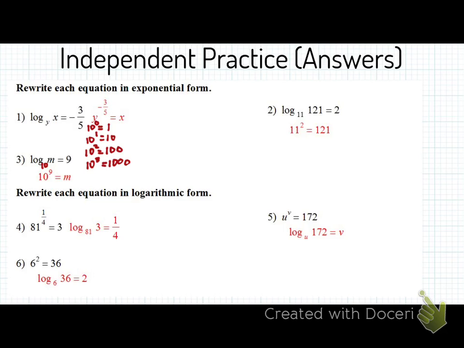Okay, so when there's no base, what do you assume is there? 10. Good. This is called the common log. We'll talk about that more. And these are the rest of the problems, okay? Any other questions? Okay, great. That concludes the lesson.